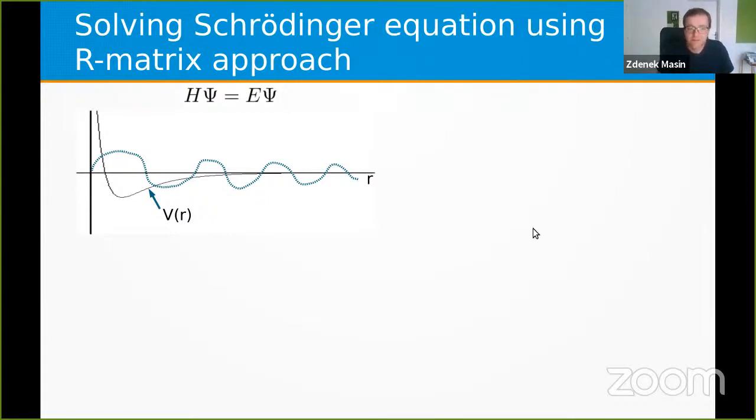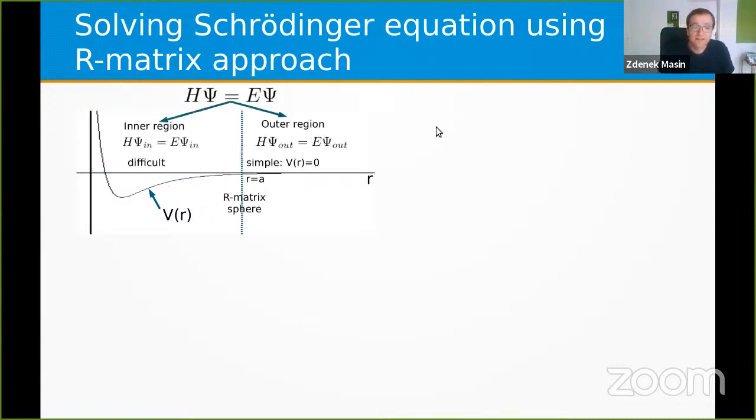So let's say we have the simplest problem, like scattering from a short-range potential. So here is our solution, the continuum wave function at some energy, which we'd like to obtain. How do we do that? Well, we realize that the whole problem can be split into two parts. One part is the inner region, that's the difficult part where the potential is non-zero. Then the outer part, which is simple, that's where the potential is zero.